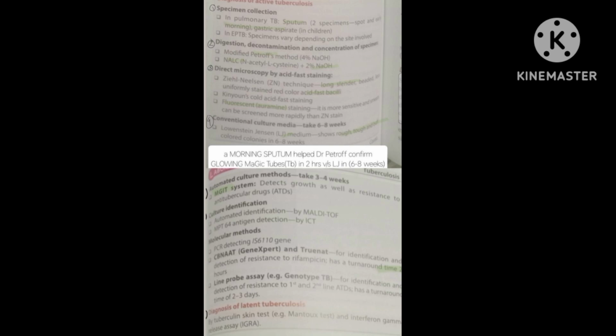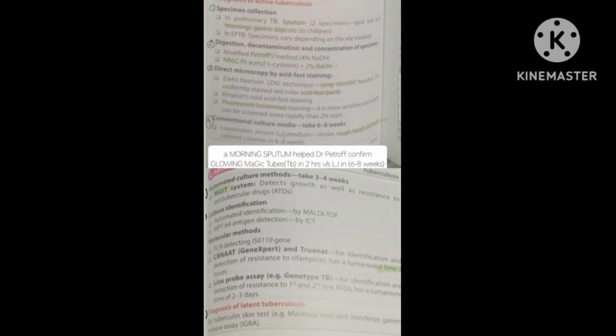Now we are viewing this specimen under the microscope. For the microscope, how will our bacteria appear? It will appear long, slender, it is acid fast. We can also use the cold acid fast staining method, and the bacteria were glowing, right? So we'll do fluorescence or auramine staining. So up till now, what have we learned? We have learned about the specimen, concentration and the direct microscopy.